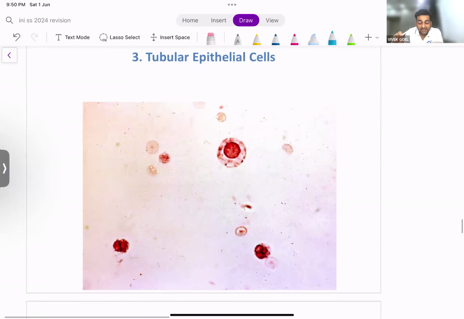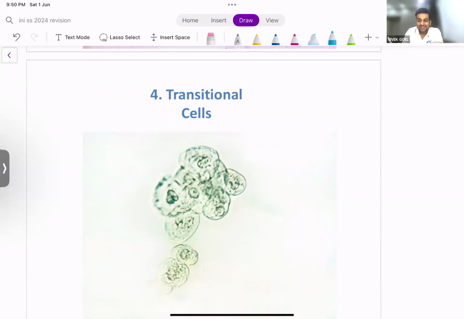Now, renal tubular epithelial cells could be shed off in the urine. They could be present in any tubulointerstitial disease. Very commonly, you find them in acute tubular necrosis. A lot of transitional cells could be shed in urothelial cancers, and even in urethral injury, like a ureteric stone, which could lead to transitional cells in the urine.